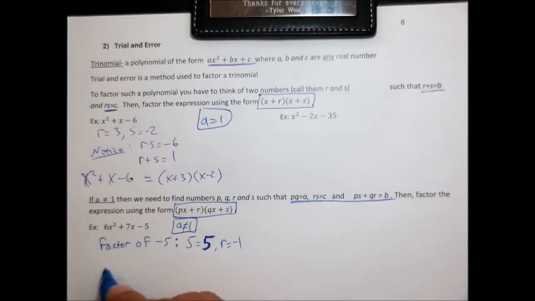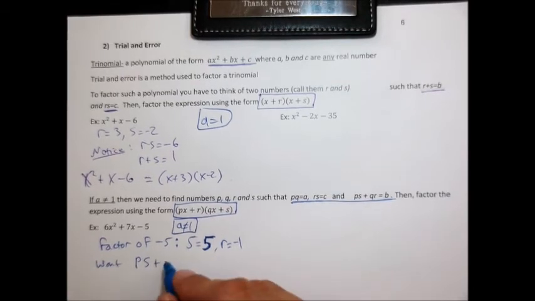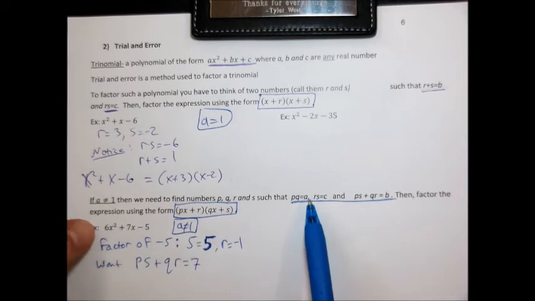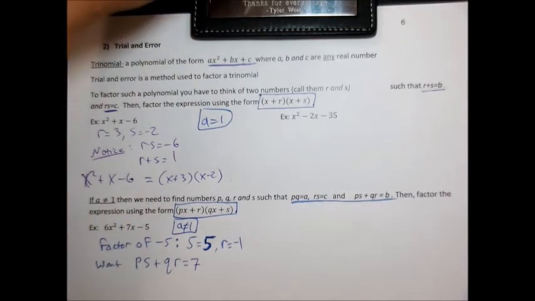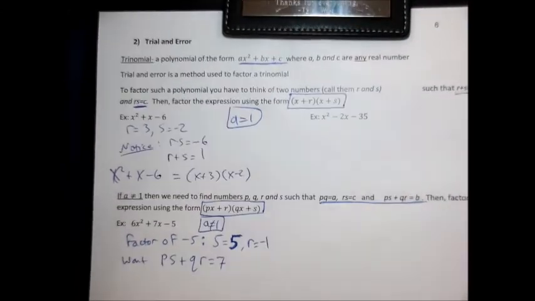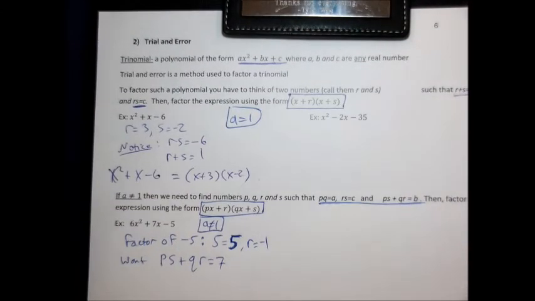What we need is 2 more numbers so that when I multiply PS and QR, I get the middle term, which is 7. So now I need to think of factors of 6 that I can use. There's more than one factor pair of 6 that's possible, because 6 has 6 and 1. It could also be 3 and 2.